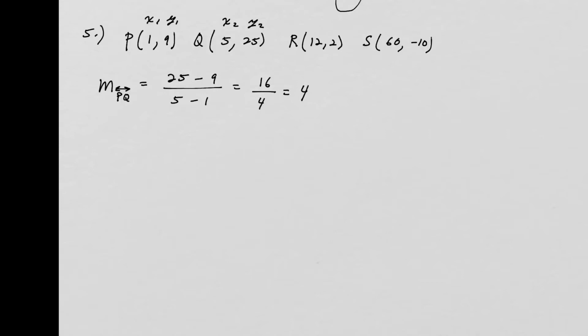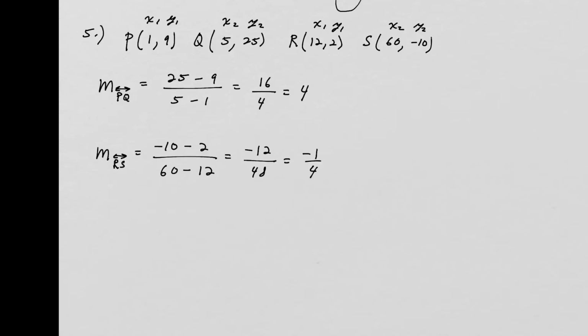So it's positive 4. And then for the slope of the line RS, we use the points R and S, right? So again, you could label the R the 1s and the S the 2s. So in this case, it would be y2, which is negative 10, minus y1, which is 2, over x2, 60, minus x1, which is 12. So negative 10 minus 2 is negative 12. And then 60 minus 12 is 48. And then this simplifies, since 12 goes into 48 and 12 goes into 12, to negative 1/4.